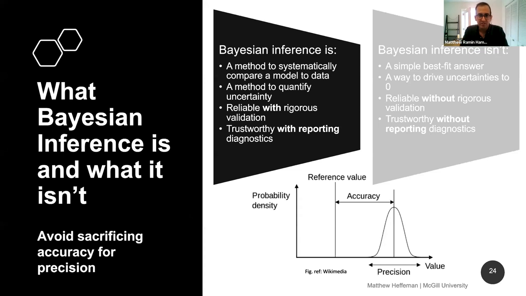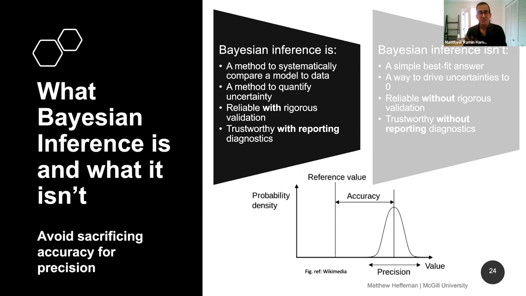So I think it's also important to mention what Bayesian inference is and what it isn't. And this is a little bit of a busy slide, but I want to provide it here and I'll upload it for your reference. Bayesian inference is a method to systematically compare your model to data, but it's not just a simple best fit answer. So what you're getting is a lot richer than that. What it also lets you do is quantify your uncertainty in a rigorous way, but you're not driving your uncertainties to zero by some arbitrary technique. You really are getting a sense of how uncertain you should be about this knowledge posterior to comparison with data.